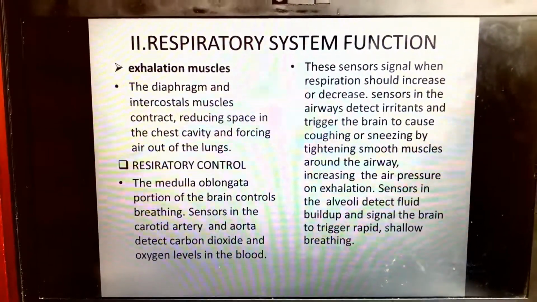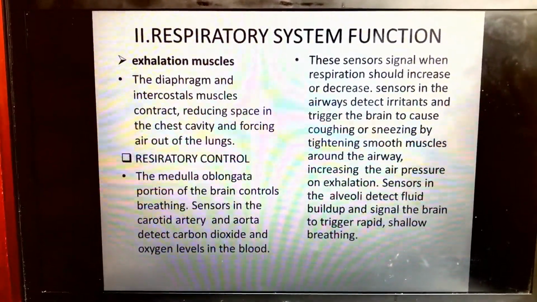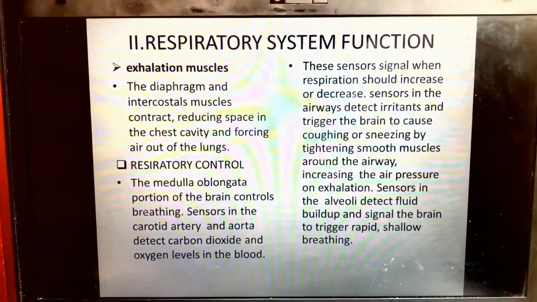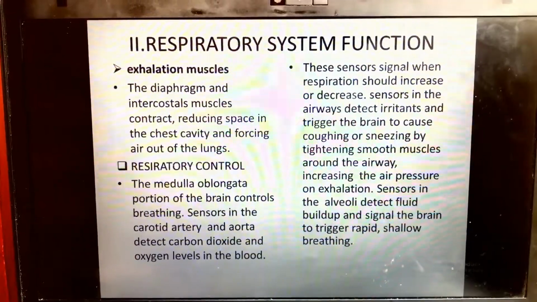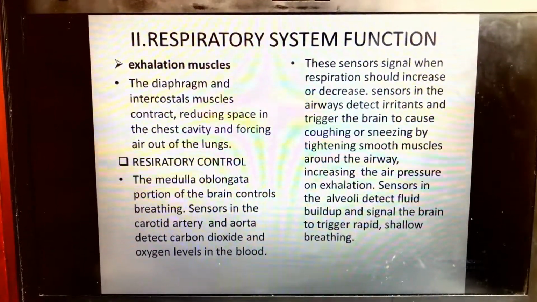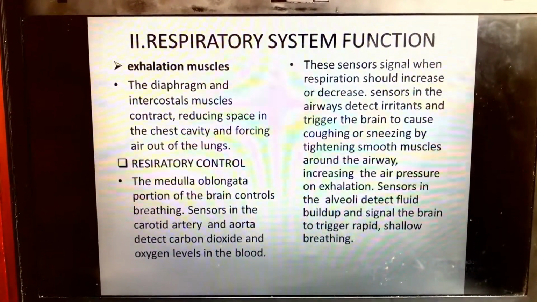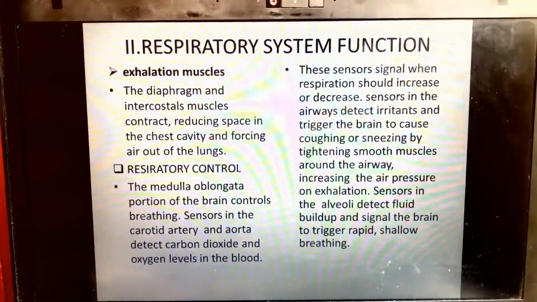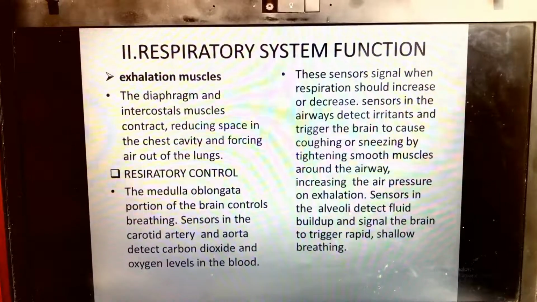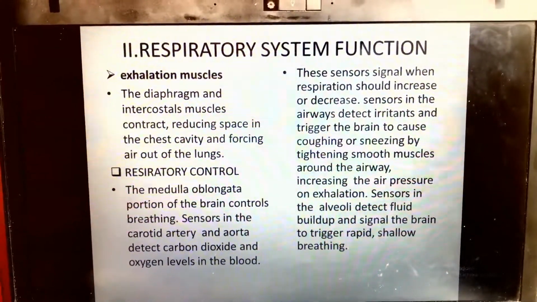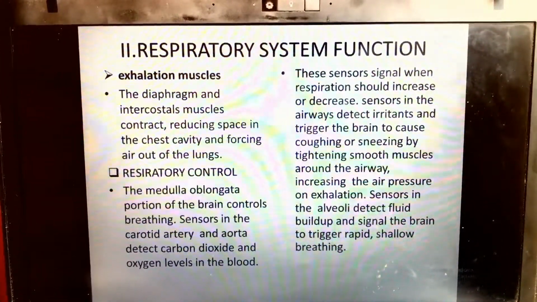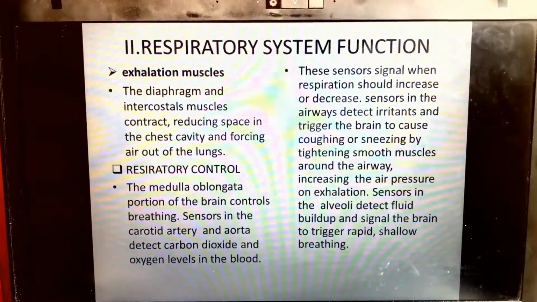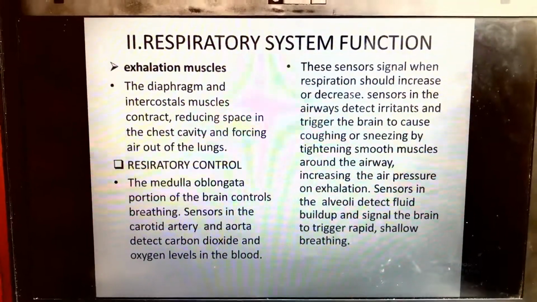Okay, let's continue and see respiratory control. The respiration is controlled by the medulla oblongata, the portion of the brain that controls breathing. Sensors in the carotid artery and aorta detect carbon dioxide and oxygen levels in the blood. So these sensors signal when respiration should increase or decrease.